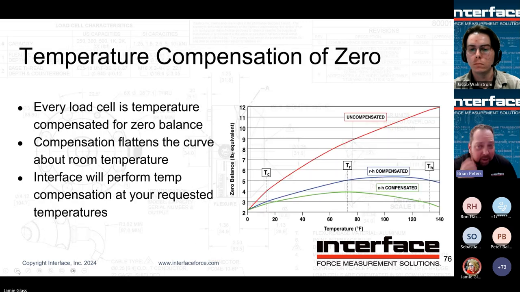Now, as far as temperature comp on zero, again, this is something we do on every unit. We do cold to hot versus some people just doing room to hot. So you end up with a much flatter curve over a wider range. But also, it's good to note that when we do compensate, we don't just adjust and ship, we adjust and verify.